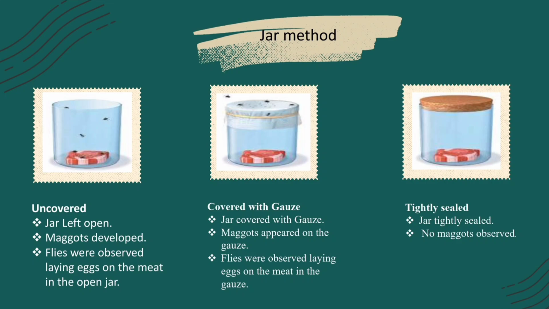In the first image, we could see the jar is uncovered and a piece of meat is placed in it. In few days of time, the maggots developed and the flies were observed in it. In the second image, we could see the jar is covered with a gauze and maggots appeared on the gauze and flies laid eggs in the meat. And the third image, we could see the jar is completely sealed and no maggots were observed in it. From this experiment, Francisco Redi disproved that flies arise spontaneously from rotting meat.